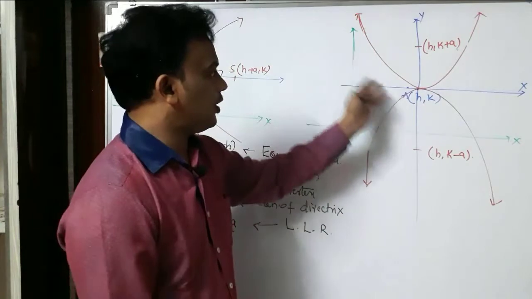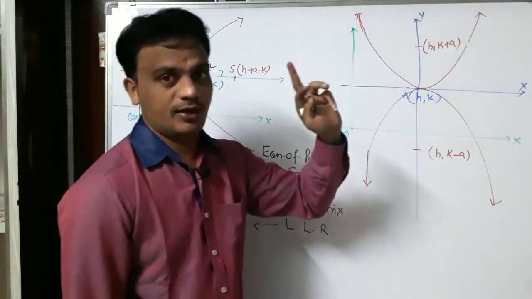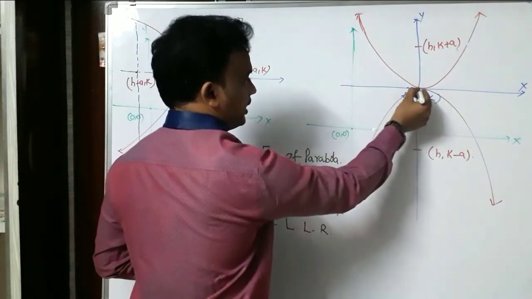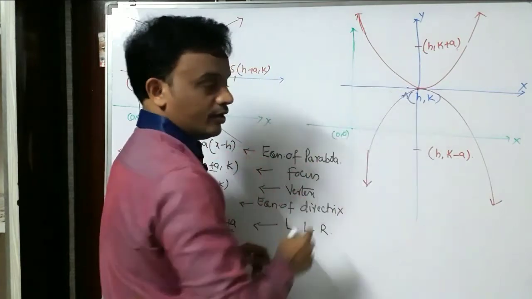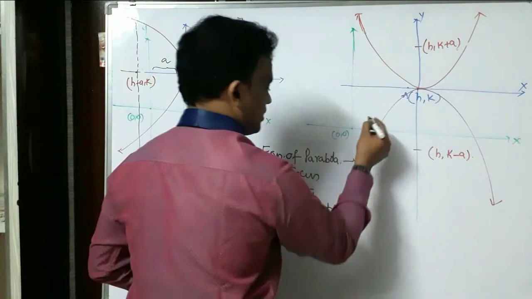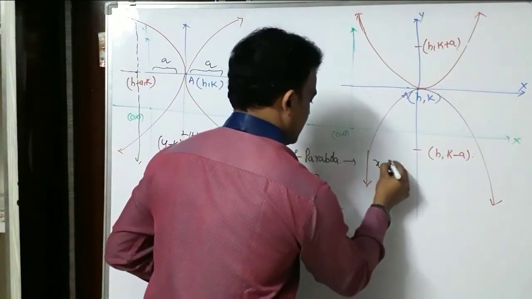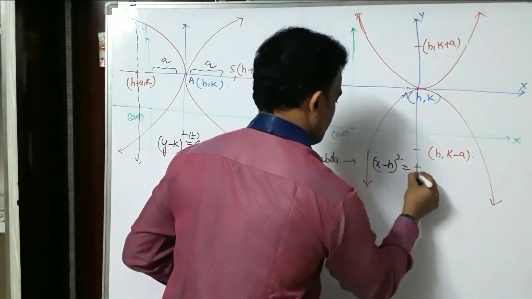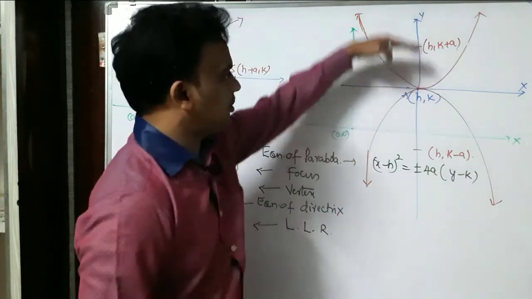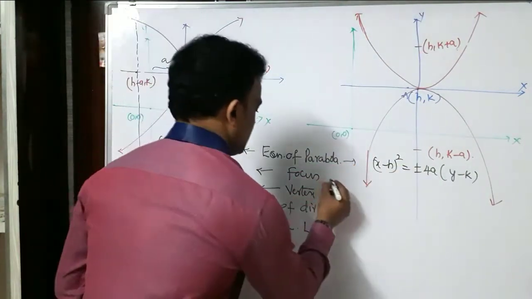Same like this for the upward parabola. What is the upward parabola? x square is equal to 4ay. Now it becomes, when the origin is shifted to the point h comma k, x minus h whole square is equal to plus or minus 4a into y minus k. So upward parabola plus 4a, downward parabola minus 4a. In that case, what is the focus?